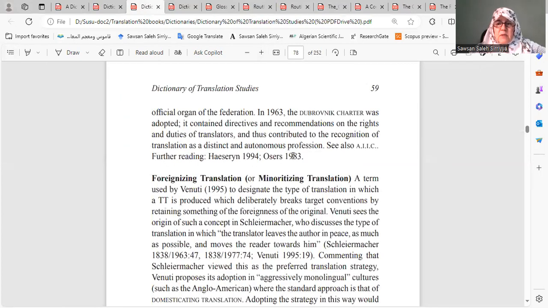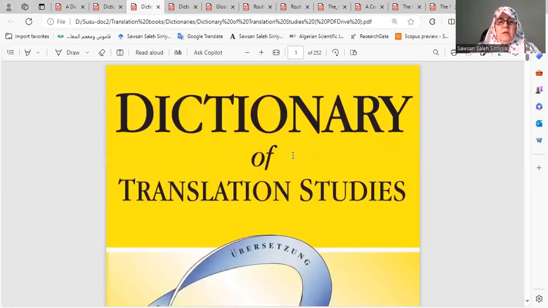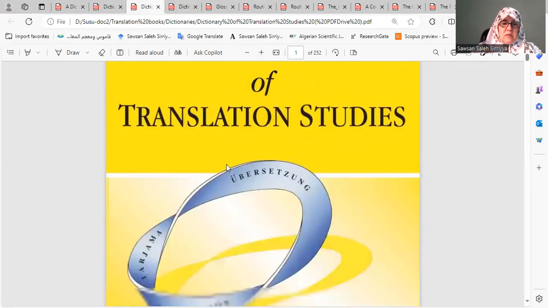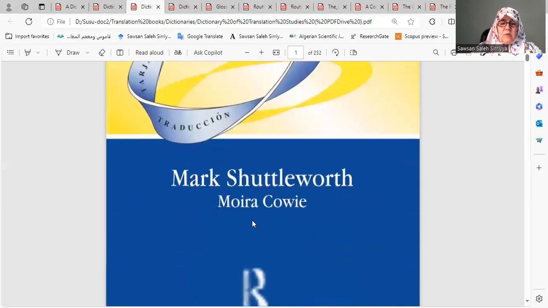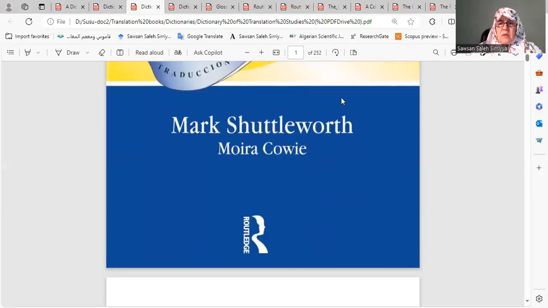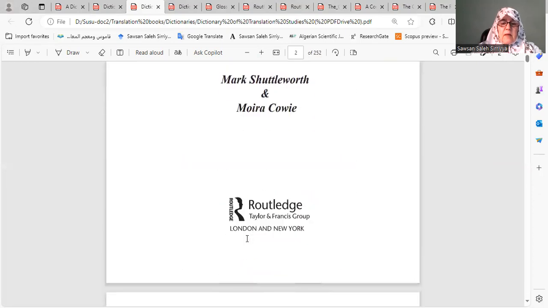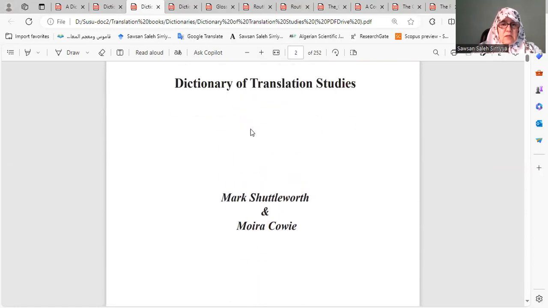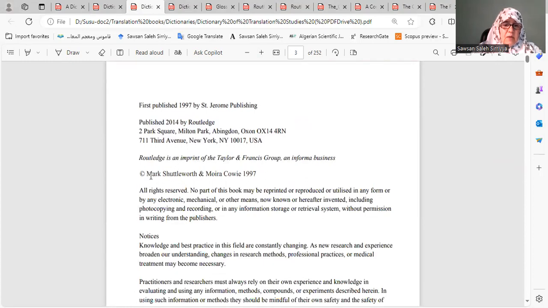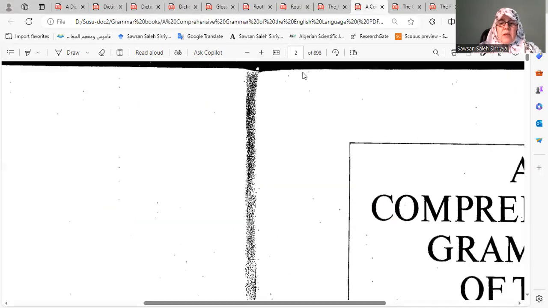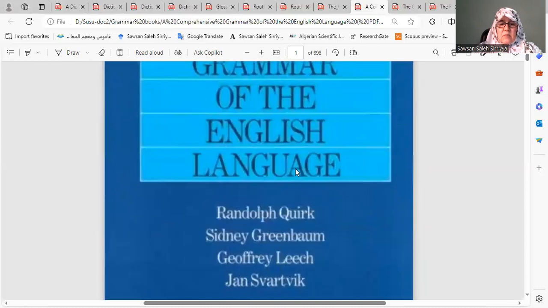Another example to make it clearer. This is a dictionary of translation studies. Mark Shuttleworth and Mary, these are the authors. You see, this is the publisher, Routledge. Under Routledge, here you find London. This is the 1st edition because it doesn't mention another edition. So the copyright here, you see, Mark Shuttleworth and Mary Cowie, it is 1997.